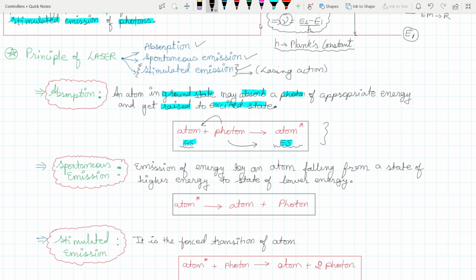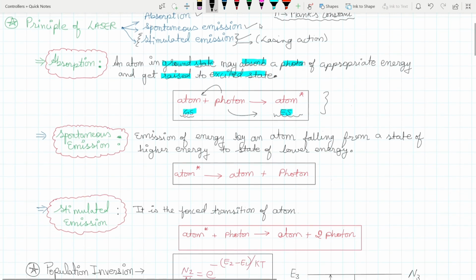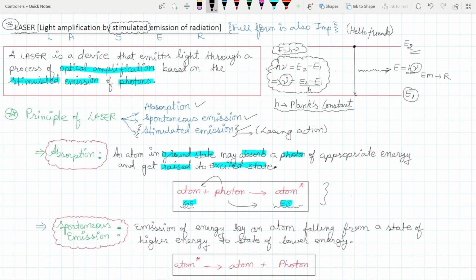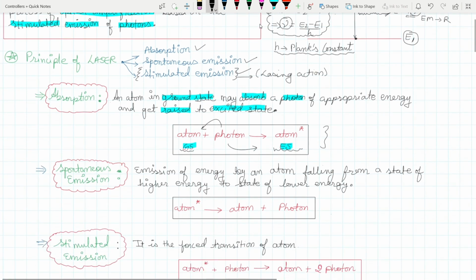The next phenomenon is spontaneous emission. As you can read here, it is the emission of energy by an atom falling from a state of higher energy to a state of lower energy. The atom which has higher energy is falling to the lower energy, so it is releasing some energy. This particular phenomenon is known as spontaneous emission.